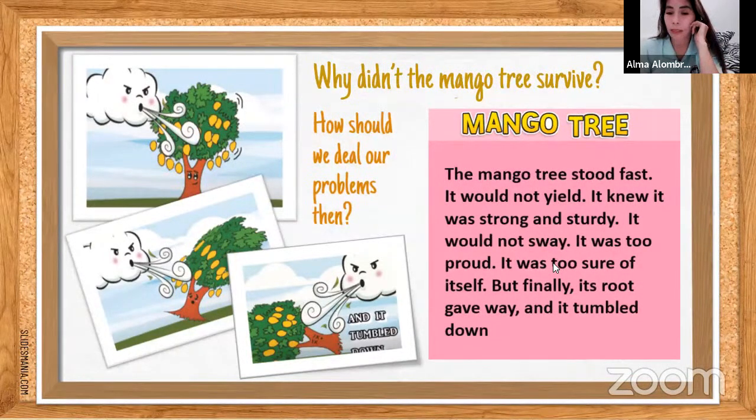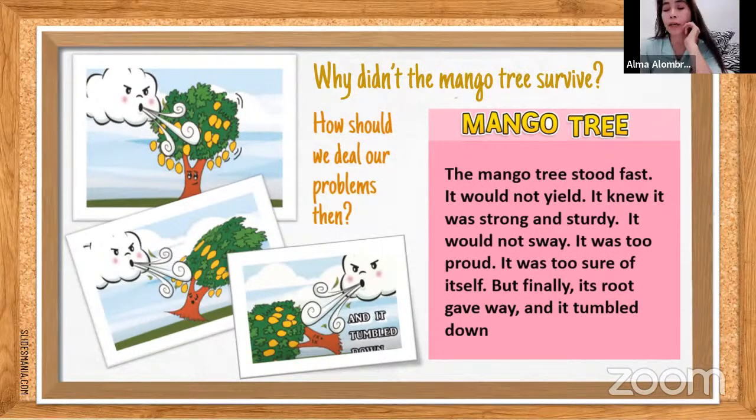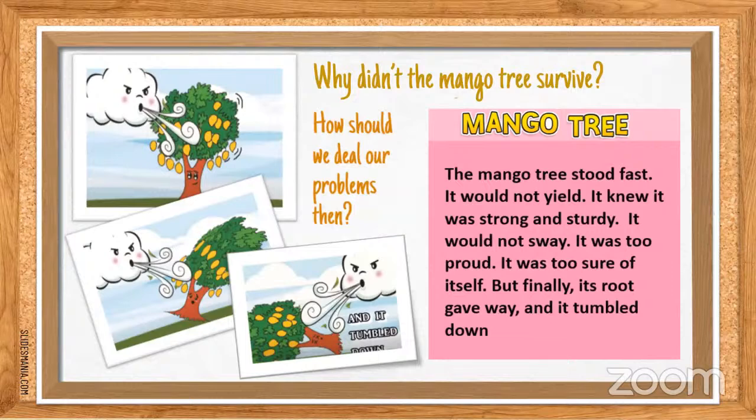Enriquez, what is your answer? Yes, Ira. Its root gave way and tumbled down. Yes, that's the ending of the mango tree. But what's the reason why it is being uprooted? Why did it give way against the wind? Yes, Rupert. Because the mango tree would not sway.